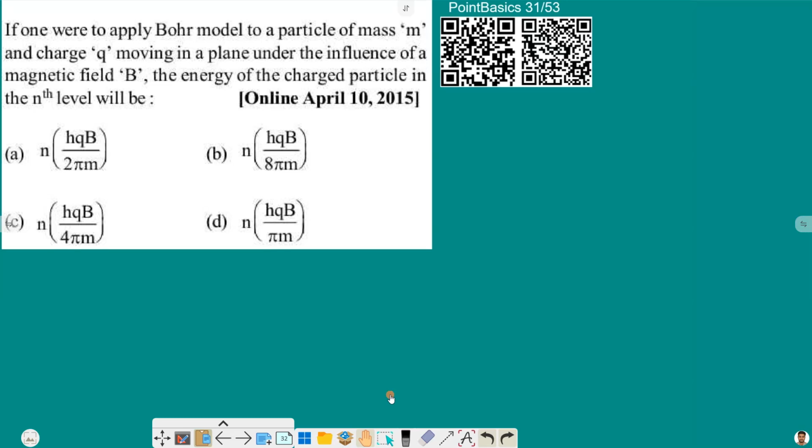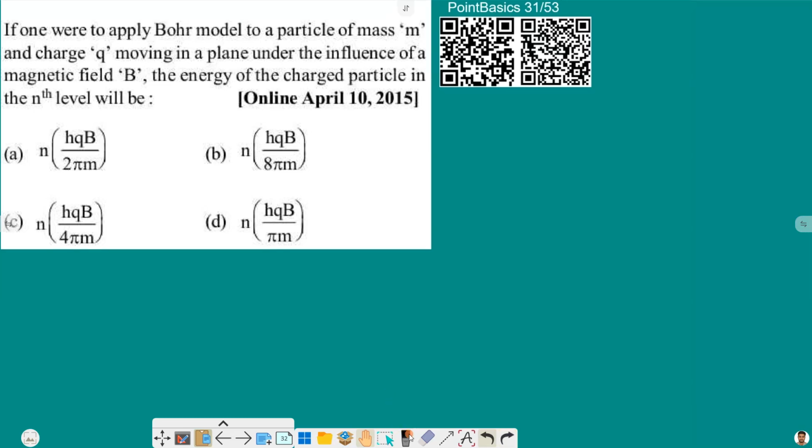So before solving this question, we have to make some assumption. Now we know that the total energy asked in this question is basically the sum of kinetic energy plus potential energy. So kinetic energy, we know, is basically half mv square. So we have to compute this term, then convert it into one of the forms given here.